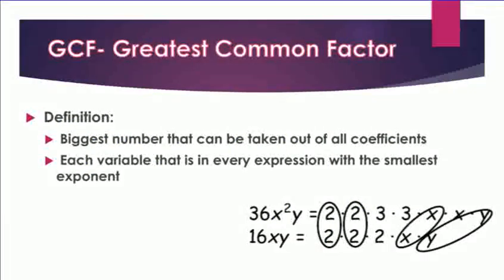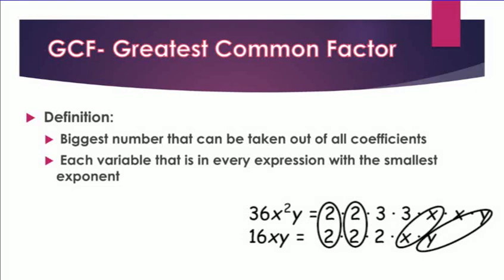Besides using those 3 methods, we're going to be looking at the greatest common factor and dividing out the greatest common factor. The definition is just the biggest number that can be taken out of all coefficients, and each variable that is in every expression with the smallest exponent. So we can only take out the variable that has the smallest exponent here.